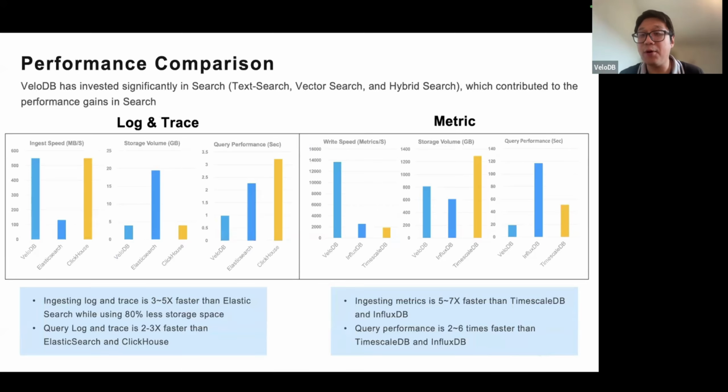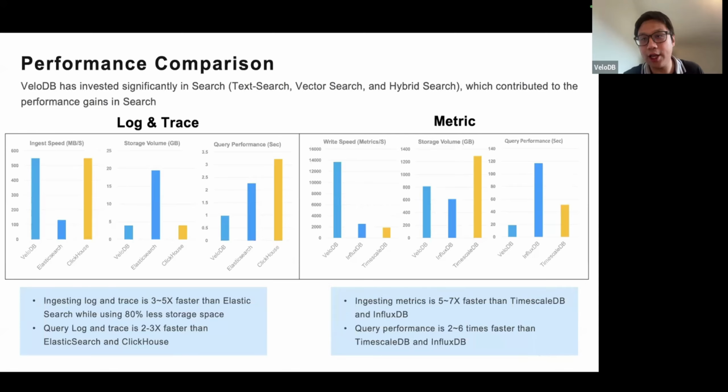But talking about it is not as strong as showing. So here I want to show some benchmarks of the different log, trace, and metrics data that we're ingesting, showing how fast we can ingest this data, as well as the relative storage volumes that are used to store these metrics. So on the graph on the left, we're talking about log and trace ingestion and storage.